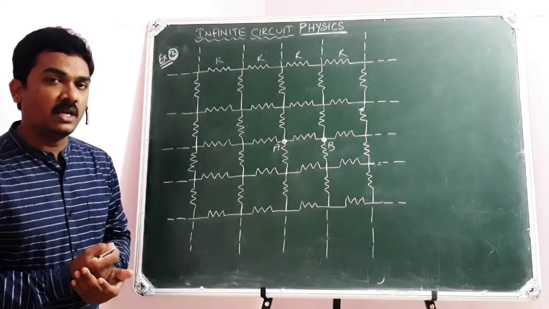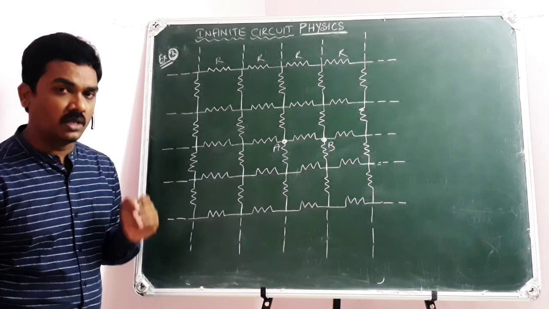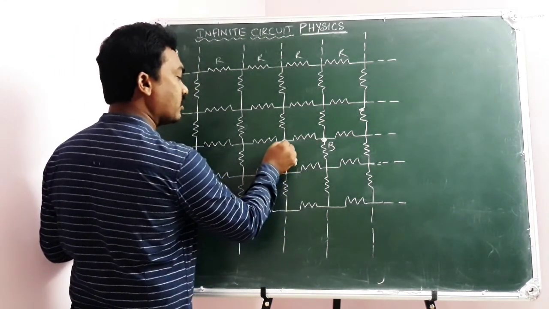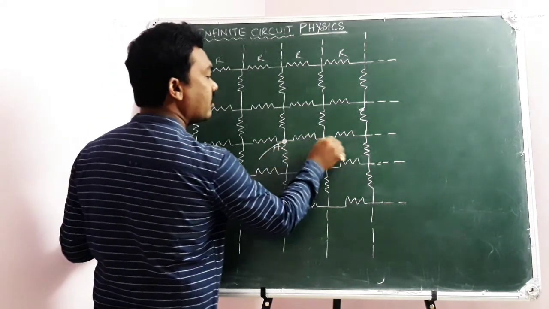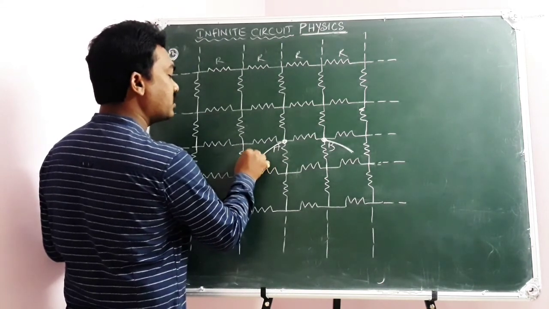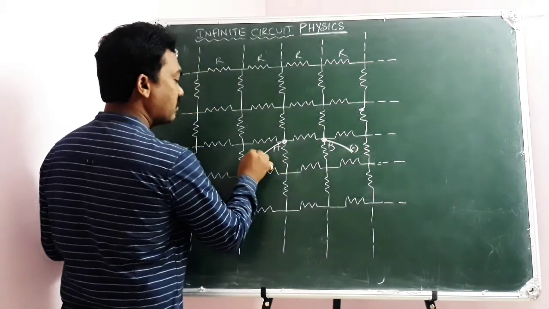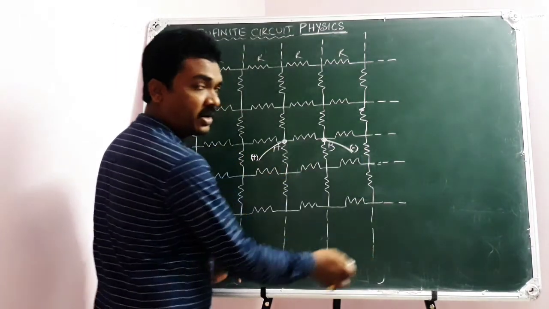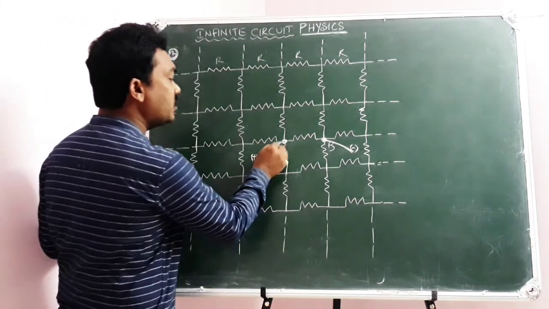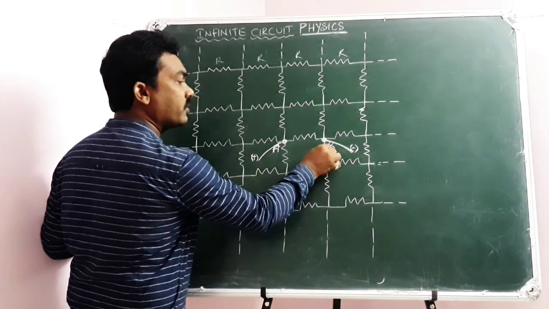I told you one point in the earlier classes: when you wish to find equivalent resistance across AB, first of all suppose a battery is connected across AB. For example, A is given to the positive terminal and B is given to the negative terminal, just for some time. If I draw a battery here, you may get confused in the complex circuit. That's why you suppose A is given to the positive terminal of the battery and B is given to the negative terminal of the battery.